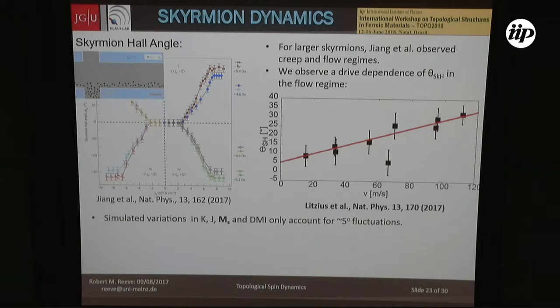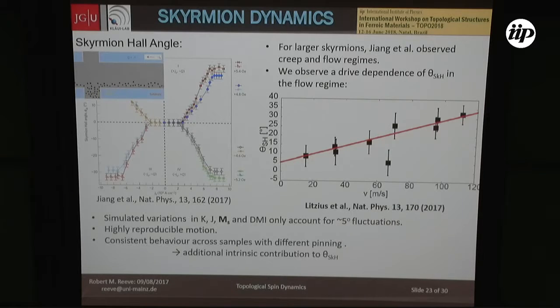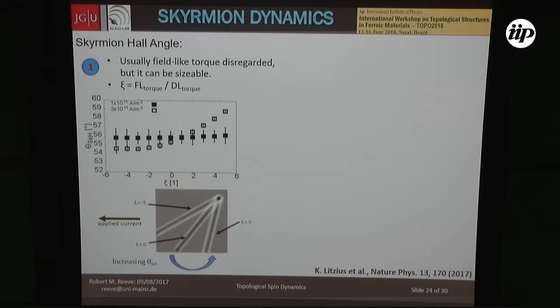And there are a couple of ingredients that we took into account for our modeling. The first ingredient is the fact that in addition to the damping-like torque, you can also have quite a sizable field-like torque in these systems, and that can also affect the motion of these skyrmions. So if you take that into account in these simulations, you can see that if you have no field-like torque, then there's essentially no drive dependence, but as you change the ratio between the field-like and the damping-like torque, you can get very different trajectories.